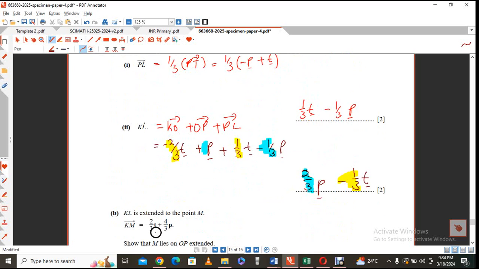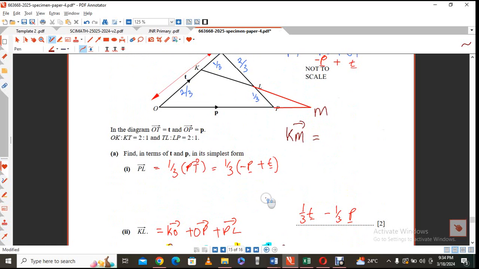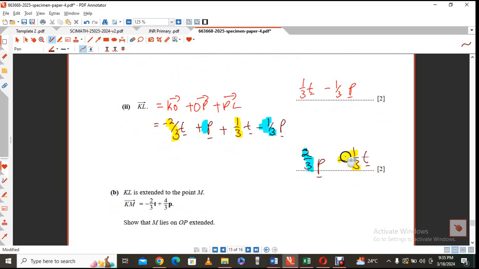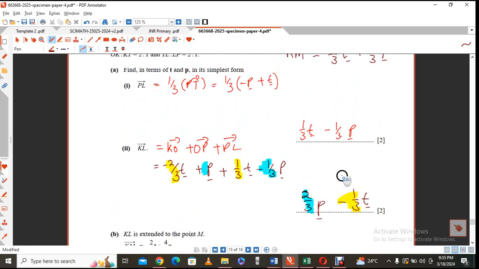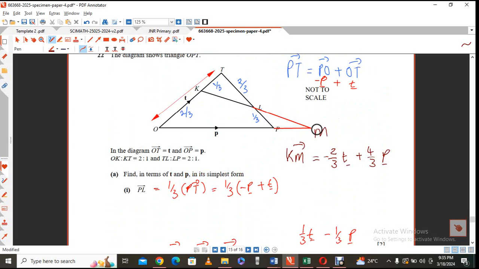Okay, it is information given, KM, and if you don't know, let's scroll down. So I'm going to rewrite this whole thing over here. So KM is nothing but minus 2/3 of T plus 4 over 3 of P. Let's make sure that we have the correct values there. Minus 2/3 of T plus 4 over 3P. Okay, so that's the distance K to M. So what do you think will be the distance O to M?